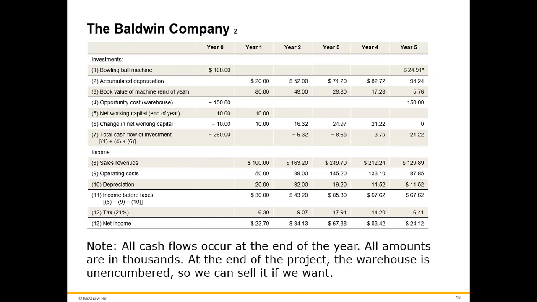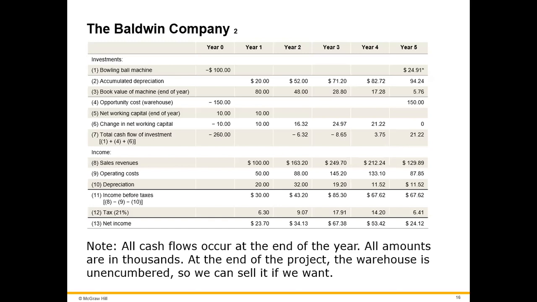Now, at the end of year 5, there is no more net working capital needs because we're done with the project. So the net working capital need goes to 0. So that means there's an increase in cash flow due to the decrease in net working capital needs. It goes down to 21,220. Well, it decreases by that much. So that's actually an increase in cash.